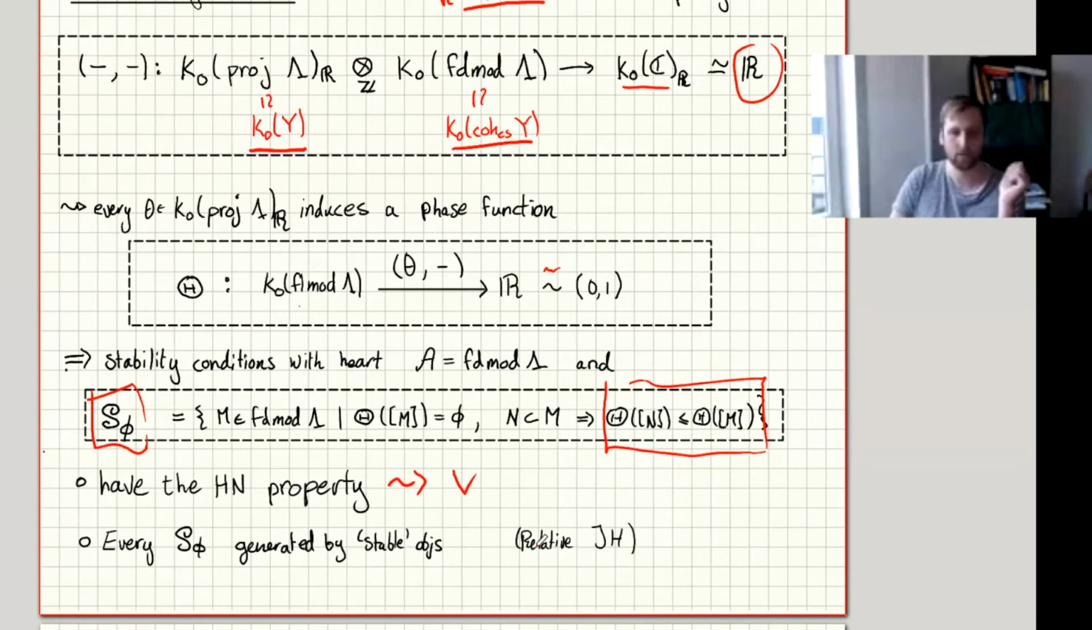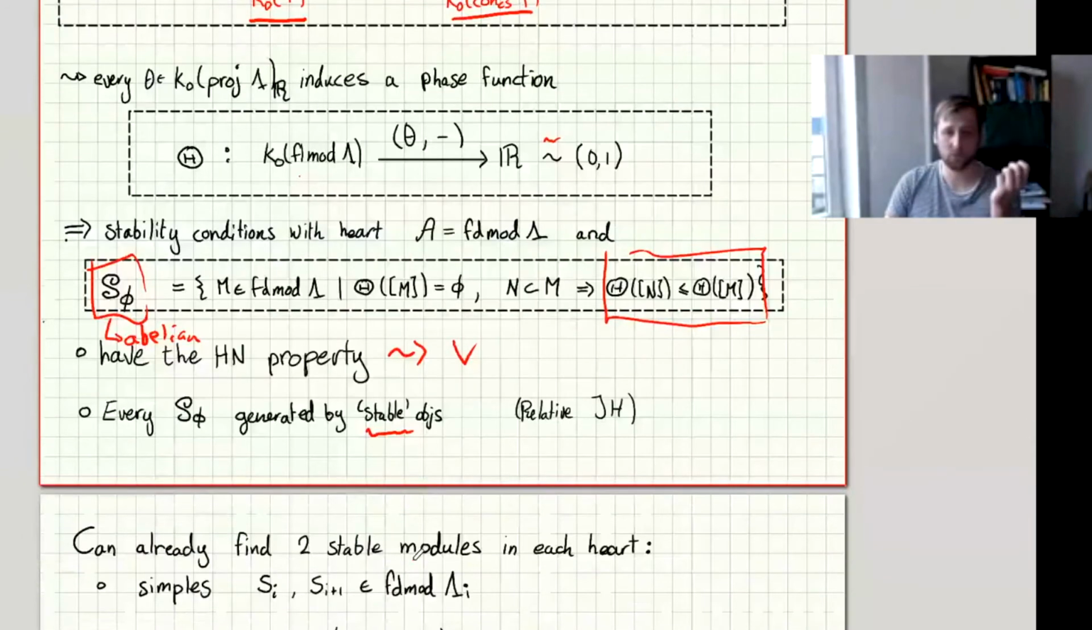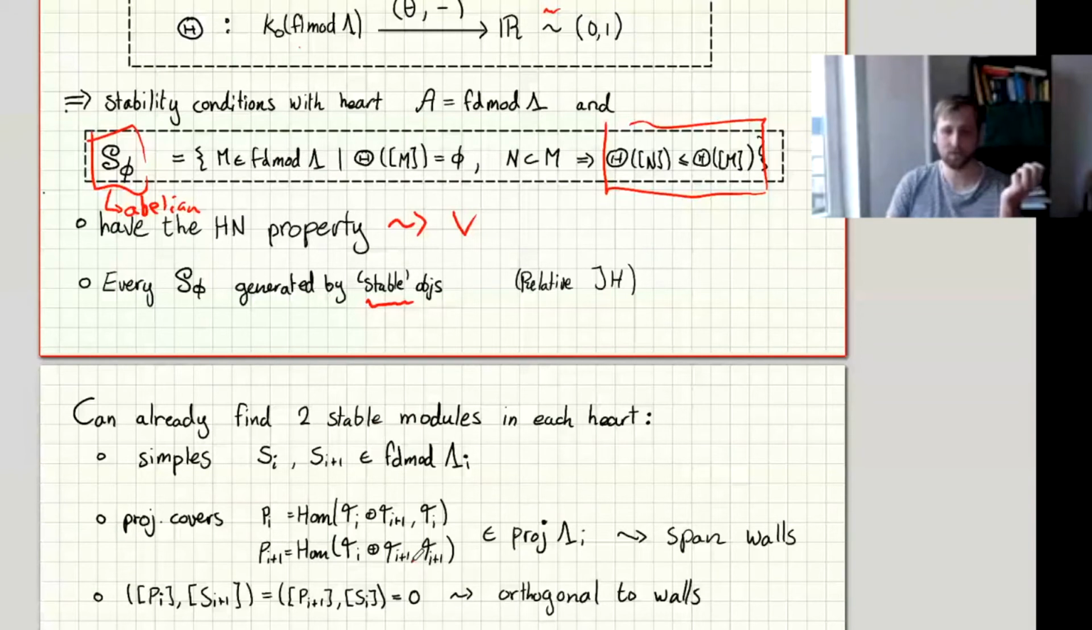And moreover, every one of these is an abelian category on its own. It's also a length category, so there's a Jordan-Hölder filtration in every one of them. So every object in there is also an extension of some smallest, relatively simple objects, and those objects are called the stable objects. So we can already find two of those stable objects for each choice of heart.